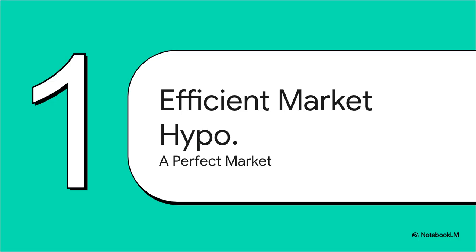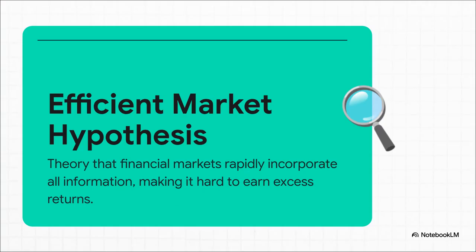So, let us begin with the bedrock of traditional financial theory. It is crucial to understand the efficient market hypothesis, because it really provides the theoretical baseline against which all other market behaviors and theories are measured. The efficient market hypothesis, or EMH, was developed by Professor Eugene Fama, and it posits that security prices reflect all available information almost instantaneously. Now, the conclusion of this theory is both powerful and pretty controversial.